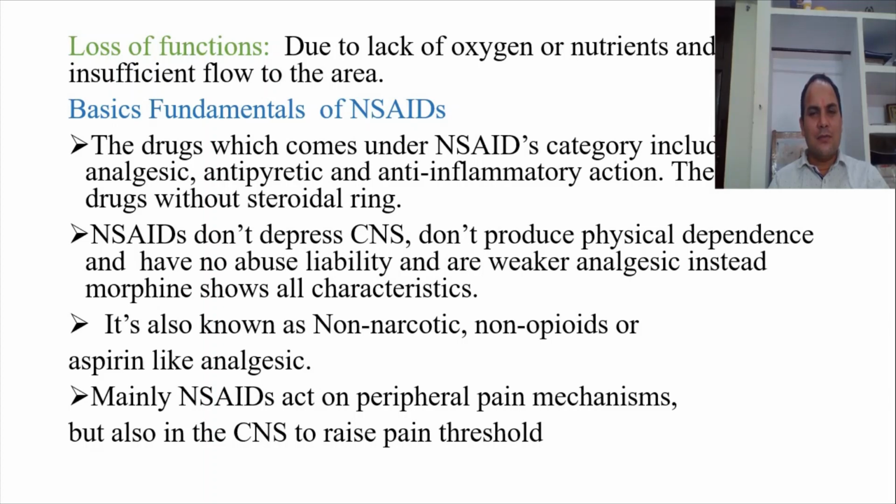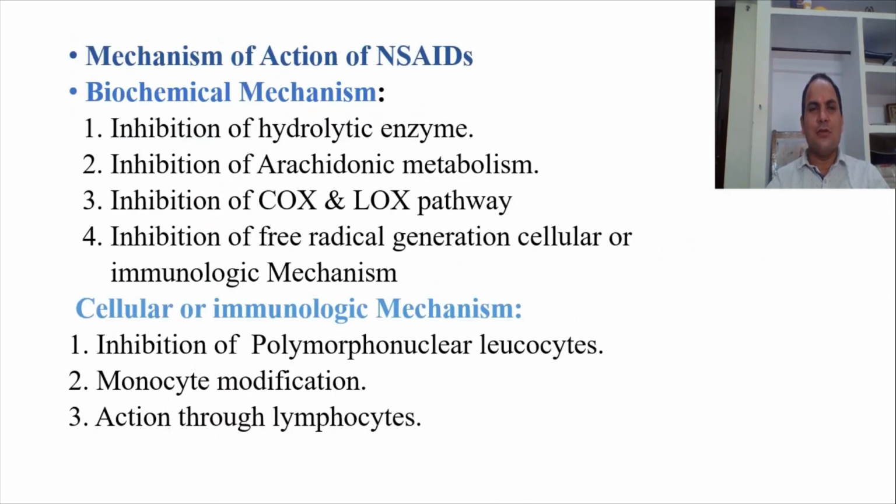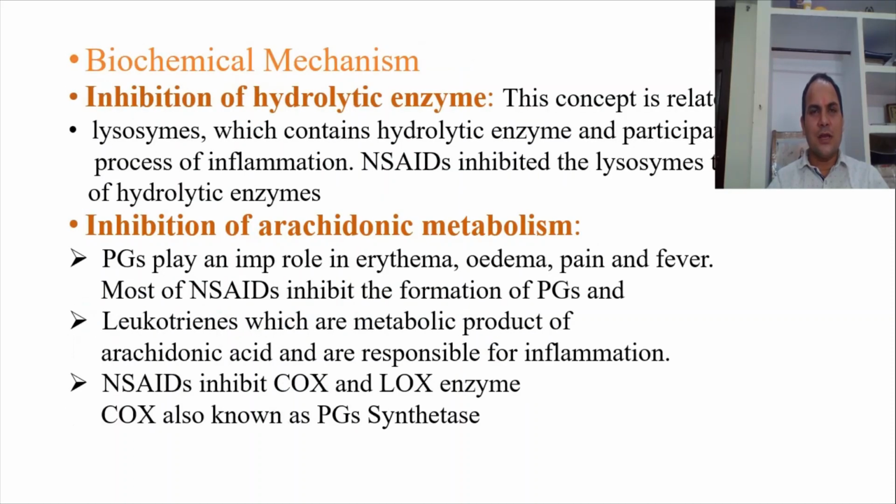Mainly NSAIDs act on peripheral pain mechanisms, but sometimes they also act in the CNS to raise the pain threshold. Mechanism of action of NSAID: there are several mechanisms. First is the biochemical mechanism, in which we cover inhibition of hydrolytic enzymes and inhibition of arachidonic acid metabolism. Third is inhibition of cyclooxygenase, that is COX, and lipoxygenase, that is the LOX pathway. Fourth is the inhibition of free radical generation. Next is the cellular or immunologic mechanism. In it, first is inhibition of polymorphonuclear leukocytes, second is monocyte modification, and third is action through lymphocytes.